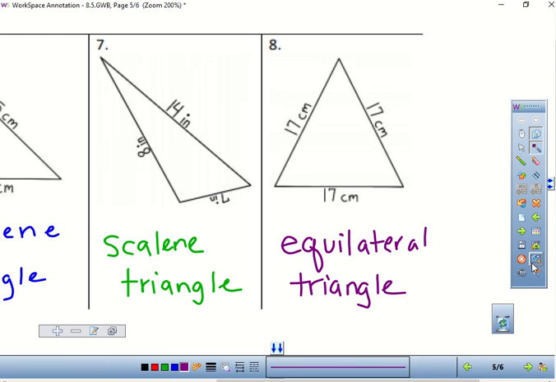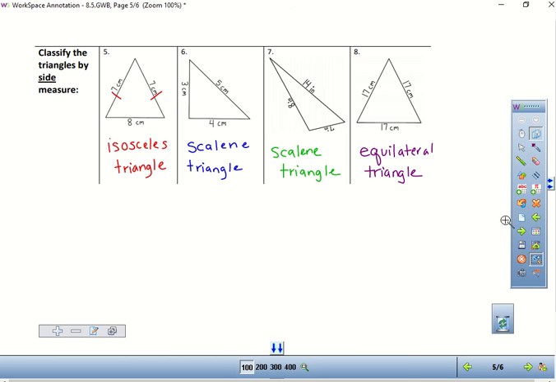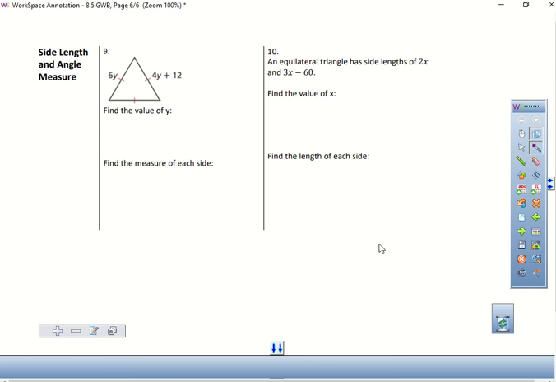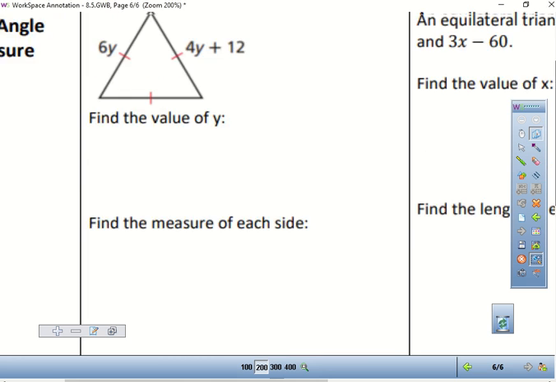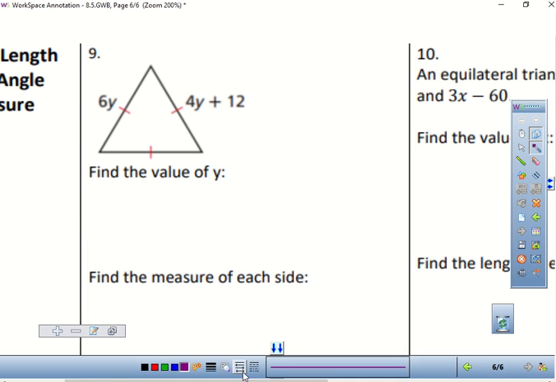So not too bad, right? So far? Does anybody have any questions or need more time on this slide? Alright. So the next slide, we're going to use the information that we've just learned to find some missing values on the triangle. Okay?